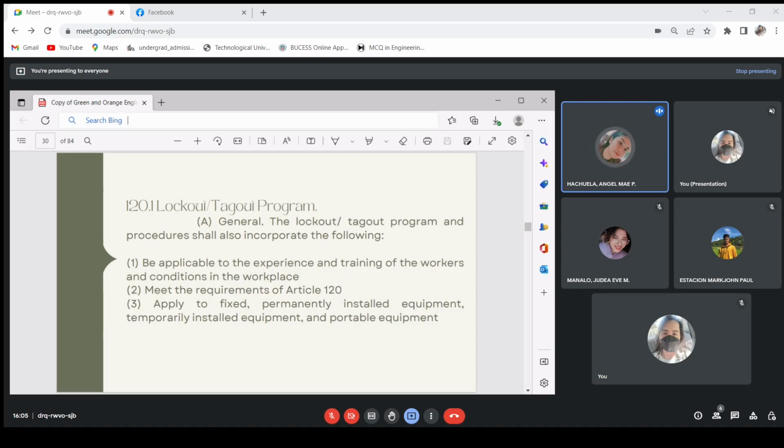So, these procedures shall be applicable to the experience and training of the workers and conditions in the workplace. Number 2 is meet the requirements of Article 120. Number 3 is apply to fixed permanently installed equipment, temporarily installed equipment, and portable equipment. Next slide.